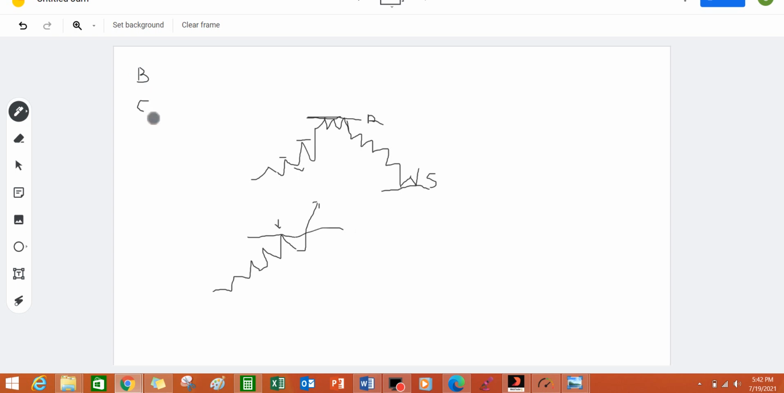Whenever you are trading boom and crash, for boom, your support level is very, very important. Your support level is where we usually have spikes happening. Around the support level we usually have spikes happening.